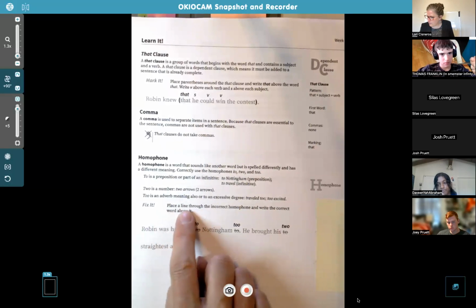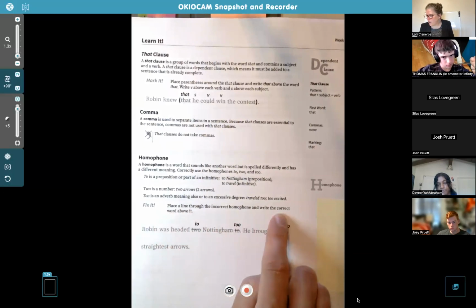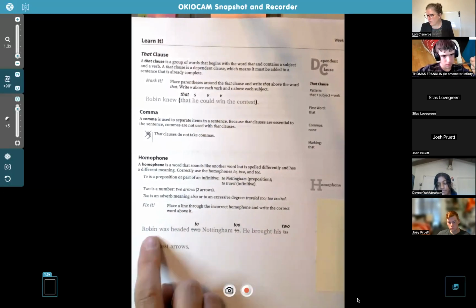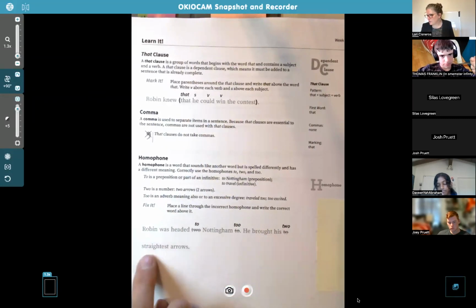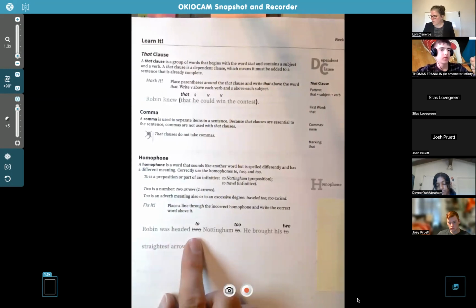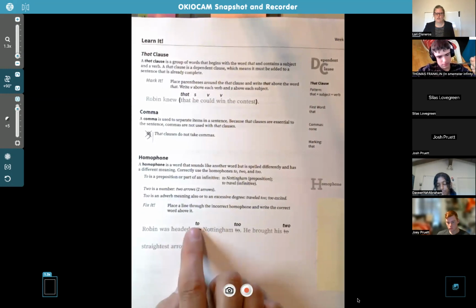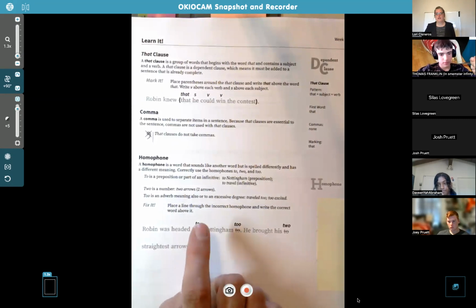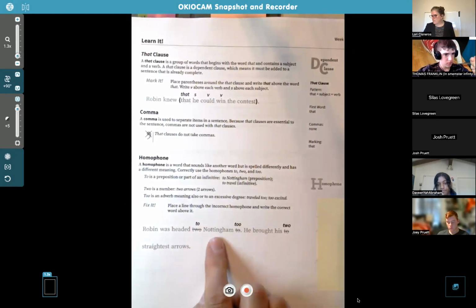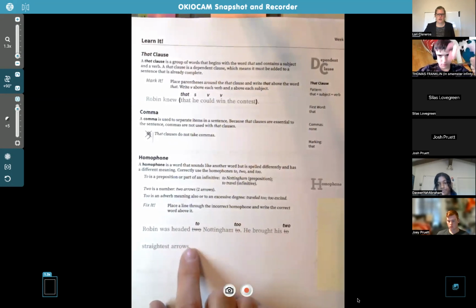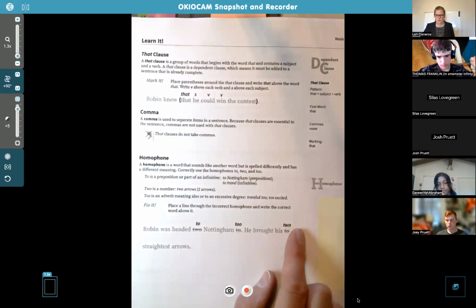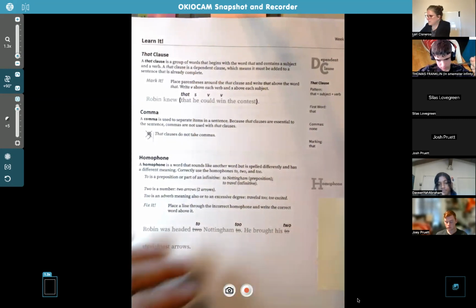When you fix it, you're going to place a line through the incorrect homophone and then write the correct one above it. So here's your example. Robin was headed two Nottingham to. He brought his too straightest arrows. Obviously, the number two doesn't fit right here. He was headed to Nottingham. It should be to. So that's just showing you how to fix it in your grammar book. Just draw a line and then write the correct one above. Nottingham to should be too. He brought his two straightest arrows is the number two. So that's the example there.